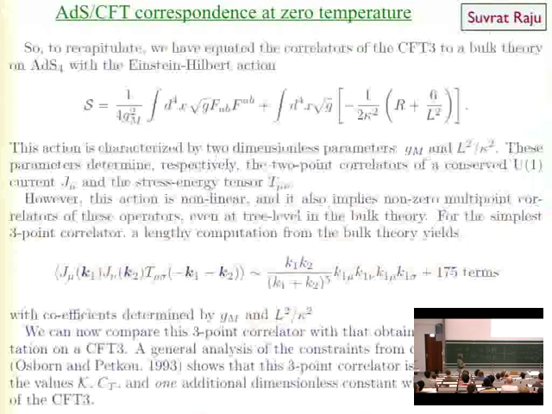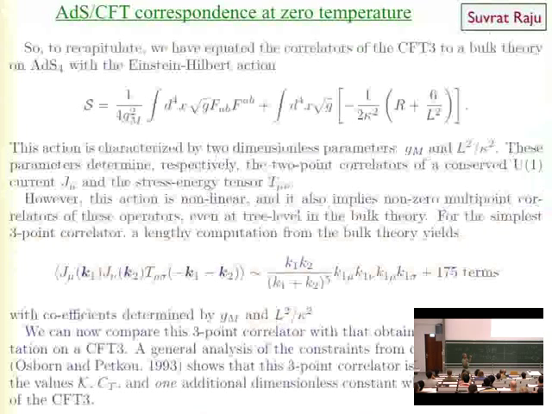Well, at this point you go back and look, we knew this. There's a paper by Osborn and Petkou a long time ago, in 1993, where they analyzed the general structure of this three-point correlator of a CFT using the rules of conformal invariance. And what they said was this three-point correlator was determined by the analog of the central charge, this curly K, which is a Newton constant, and one additional constant, which could be different for different CFTs.